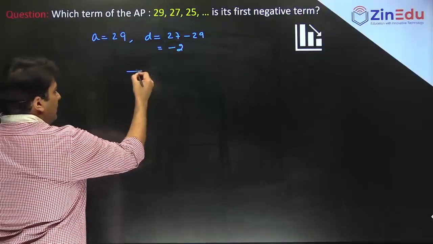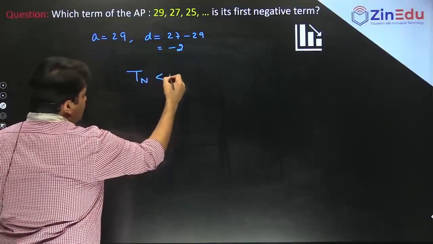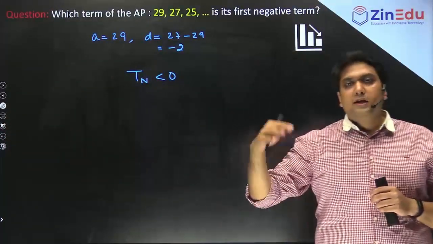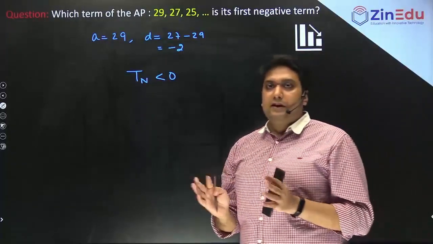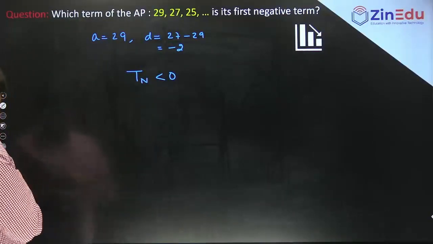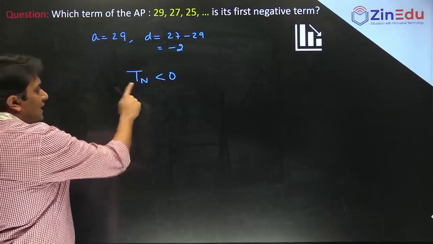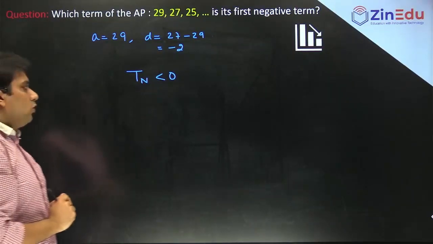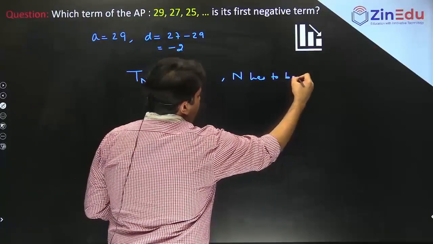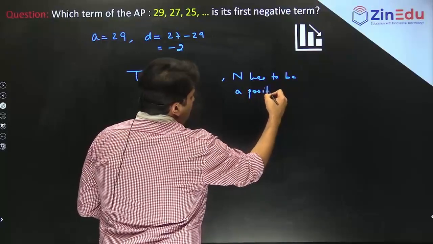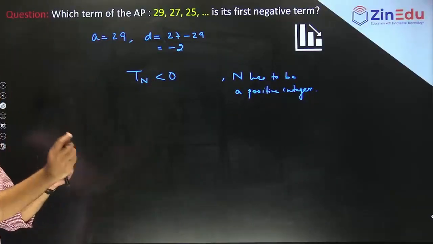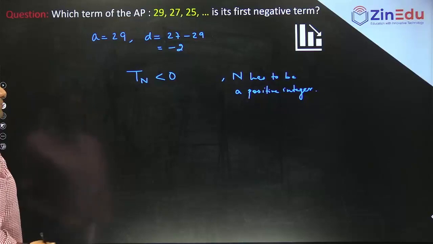So for the first negative term, can I also say Tn is less than 0? Since I do not know, I am assuming that there would be an nth term that would be less than 0, because we are here to find the negative term, and less than 0 means a term which is negative. And we need to make sure that the value of n has to be a positive integer, because n represents a number of terms.